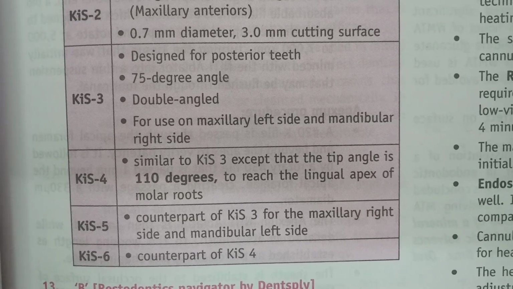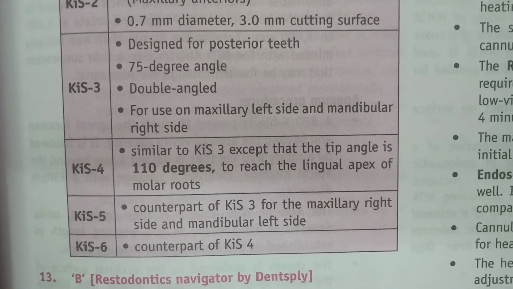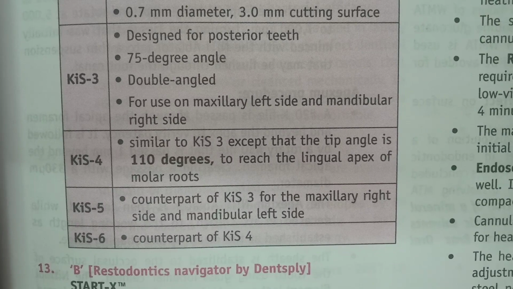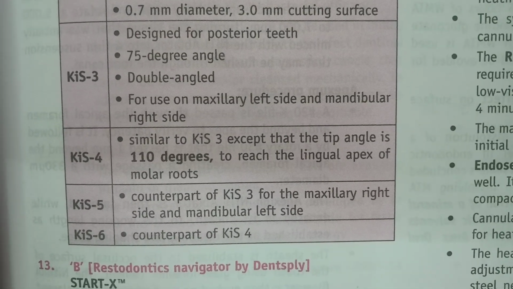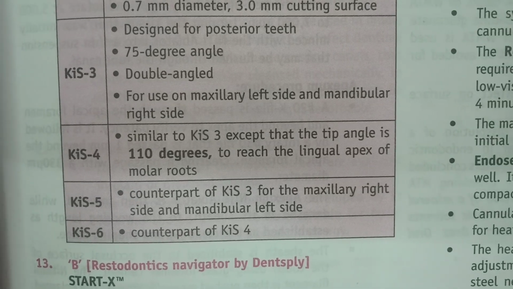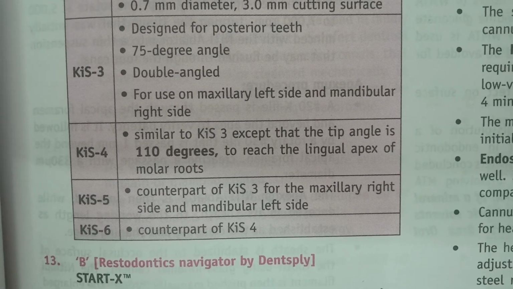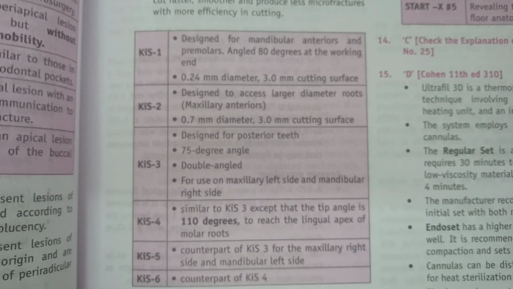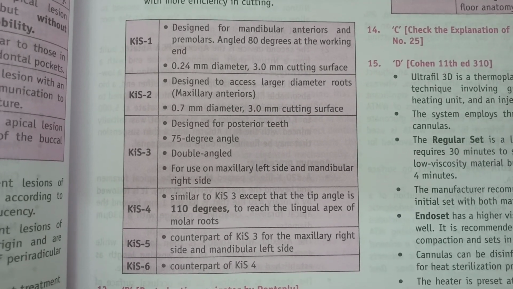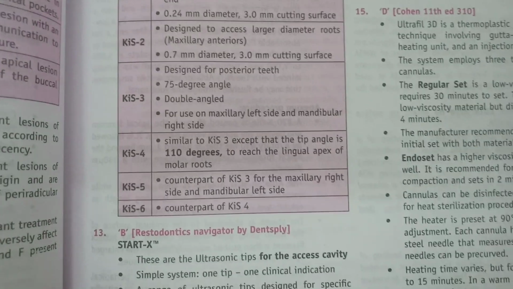So KiS5 is exactly the same as KiS3 but the counterpart. Like KiS3 is used for maxillary left and mandibular right, here maxillary right and mandibular left, and KiS6 is the counterpart of KiS4. So take a snapshot. Now next we'll go to the Start-X tips.